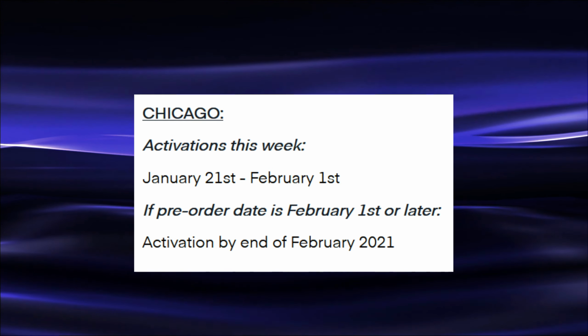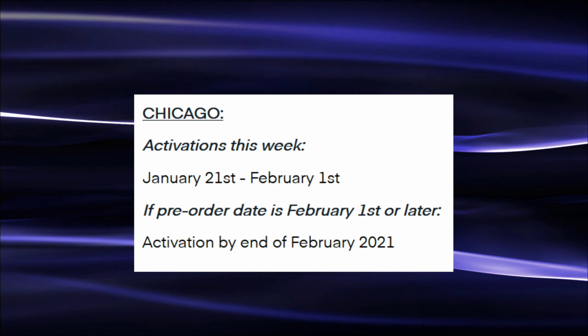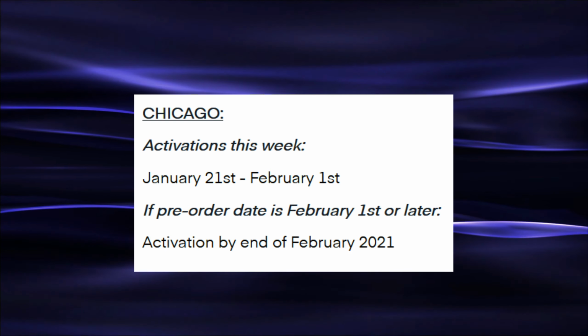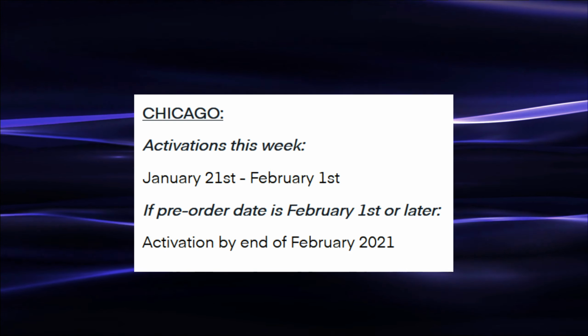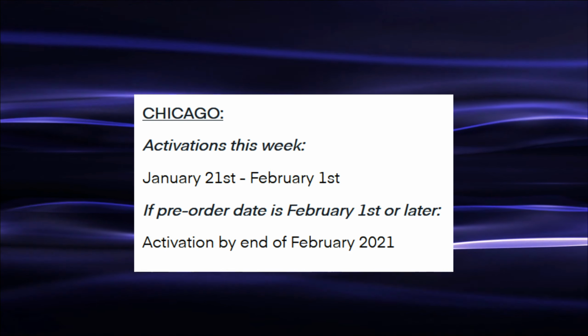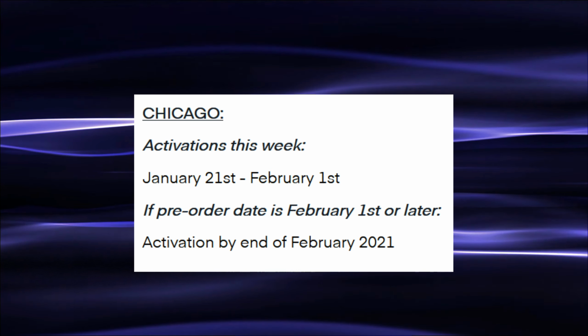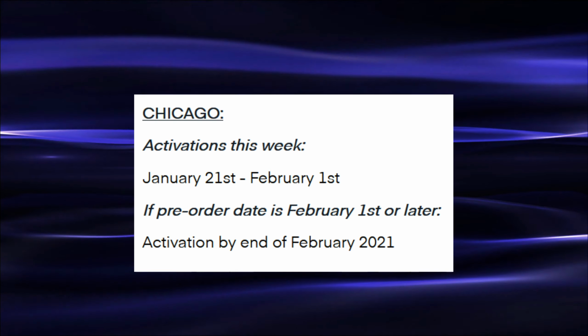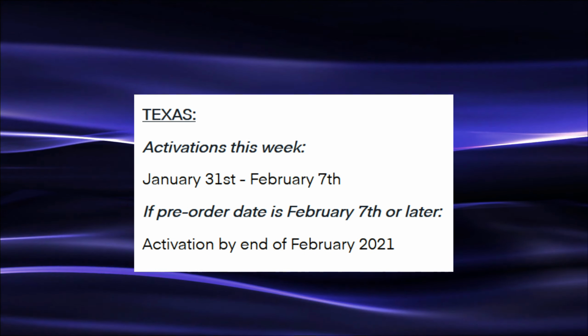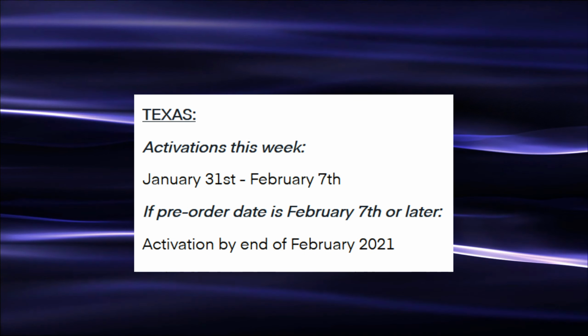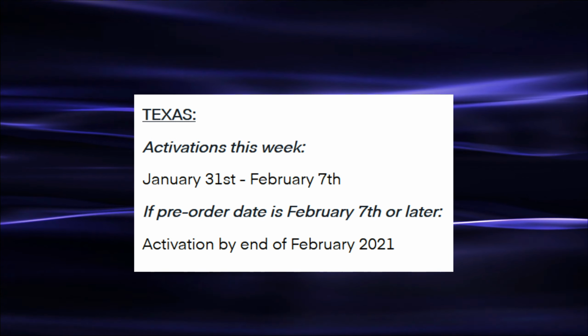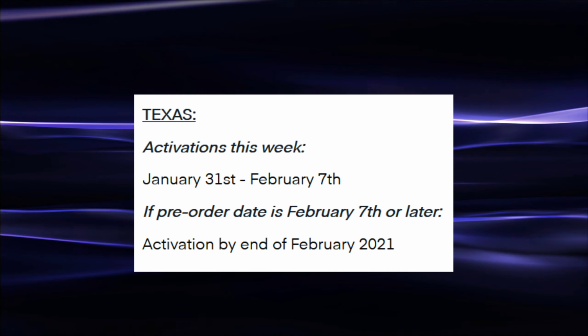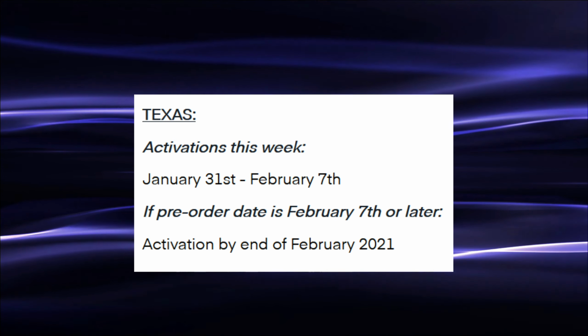If your pre-order date is February 1st or later, you'll be activated by the end of February. So really quick right now still in Chicago, and I think they have the quicker upgrades available as well. For me over in the New York data center, I still have to wait till at least June for my Ultra. Activations this week for Texas, January 31st to February 7th. And if your pre-order date was February 7th or later, you'll still be by end of February. So again, Texas is moving along pretty quickly.